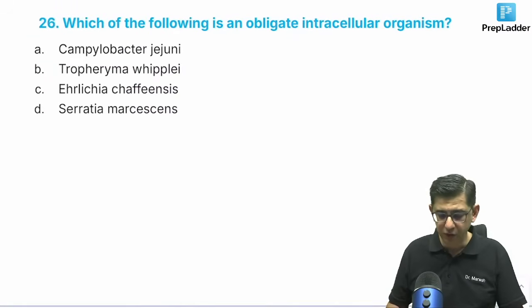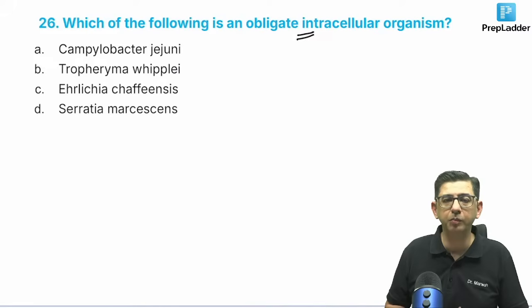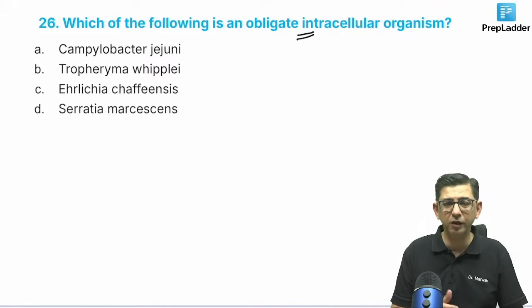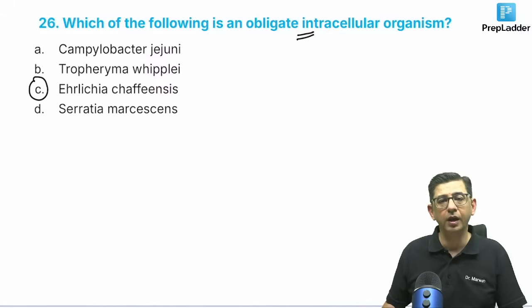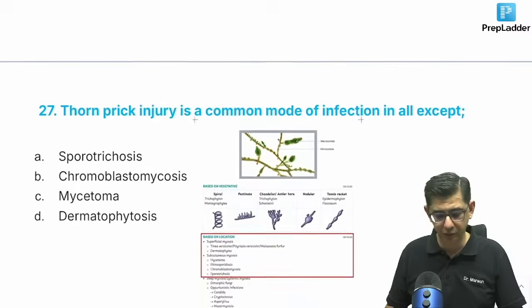And now we focus on the obligate intracellular organisms. Obligate intracellular here would be two close options, Tropheryma whipplei and Ehrlichia. Tropheryma whipplei can live even outside and even inside the macrophages, but Ehrlichia is the typical Anaplasma Ehrlichia whenever you study the obligate intracellular organisms. So it would be C.